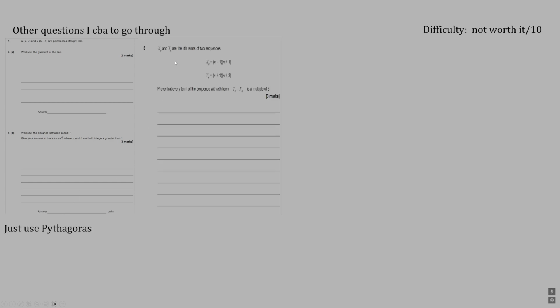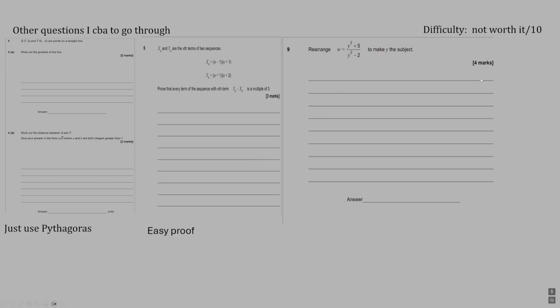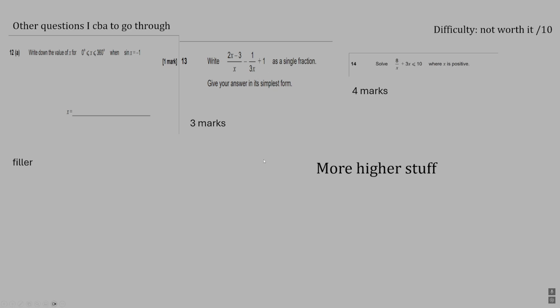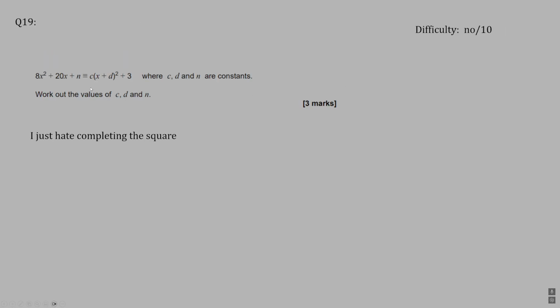Alright, so here's some other questions that I'm not going through. Got this, just use Pythagoras for this one. Just use the gradient. Easy. This is easy proof. Just take them away from each other. This is just easy rearrange. It's not that difficult. Alright, this is filler. This and these two are both just more GCSE stuff. So, also, I hate completing the square, especially when the coefficient of a is greater than 1. So I'm just not going to do this one, even though it is quite late in the paper.